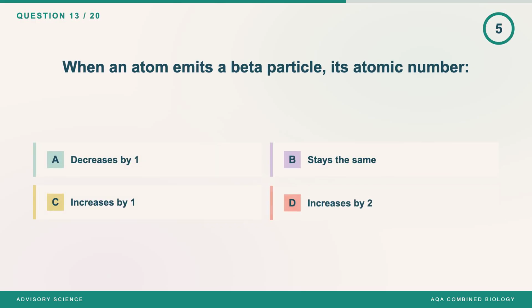Question 13. When an atom emits a beta particle, its atomic number. Option A, decreases by 1. Option B, stays the same. Option C, increases by 1. Option D, increases by 2. What is your answer?